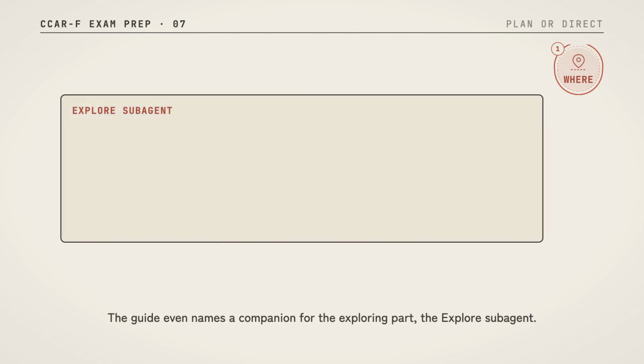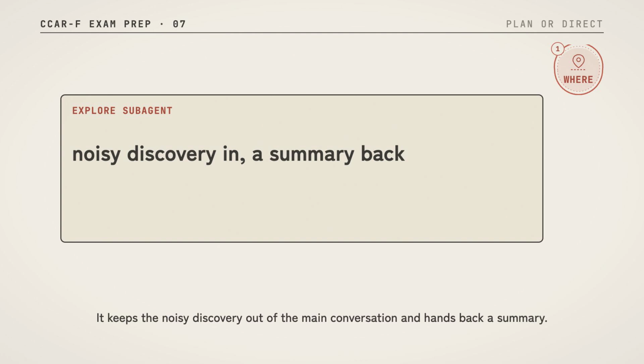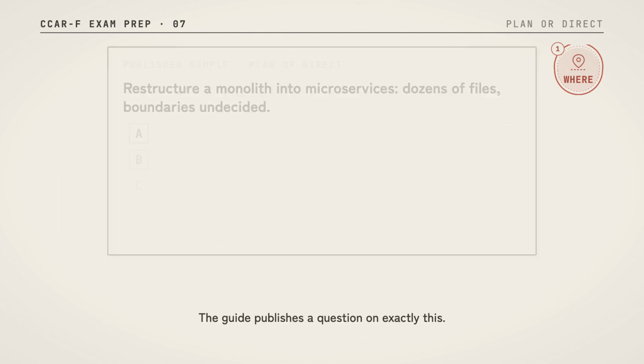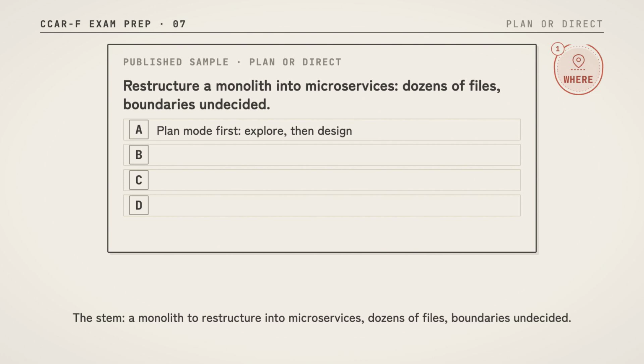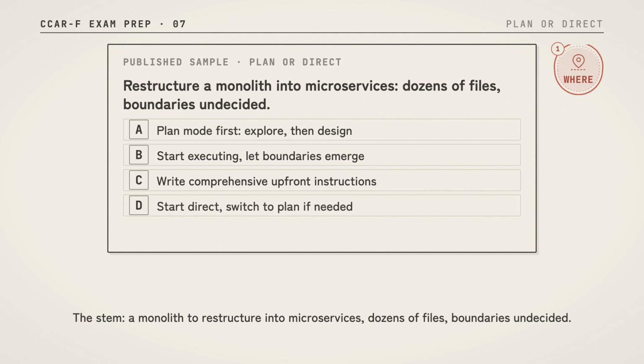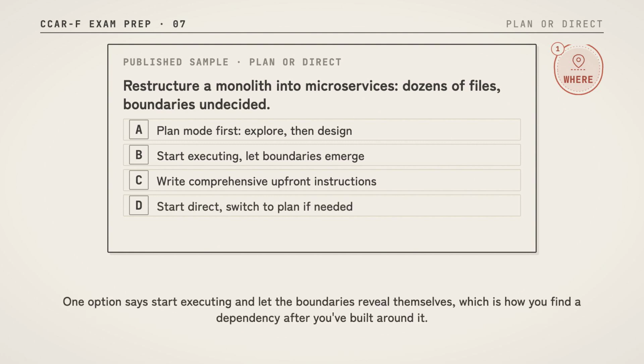The guide even names a companion for the exploring part, the explore subagent. It keeps the noisy discovery out of the main conversation and hands back a summary. The guide publishes a question on exactly this. The stem: a monolith to restructure into microservices, dozens of files, boundaries undecided. One option says start executing and let the boundaries reveal themselves, which is how you find a dependency after you built around it.